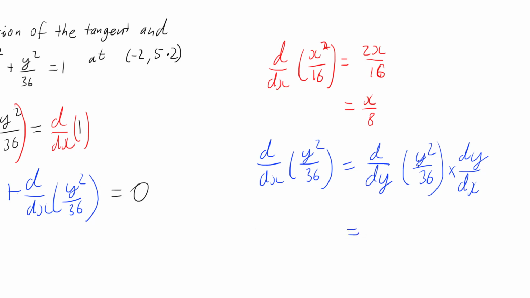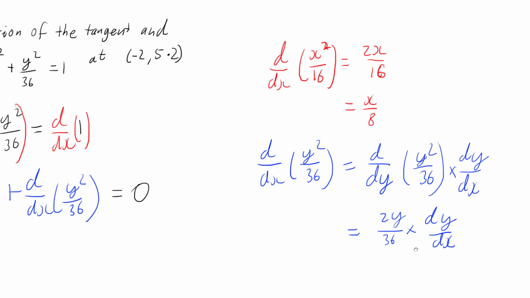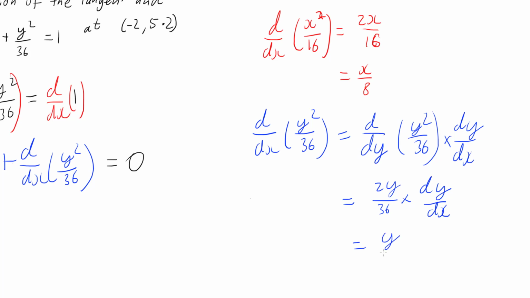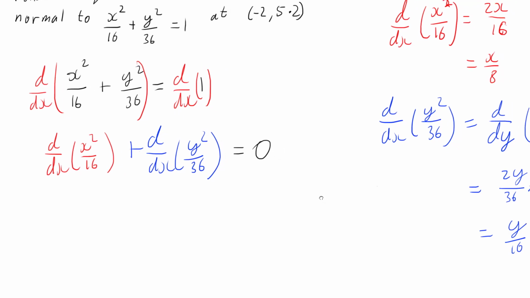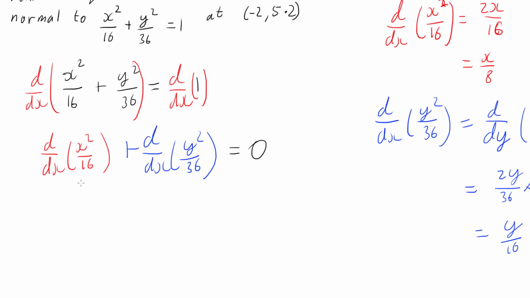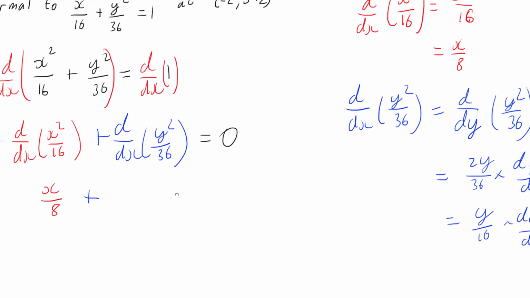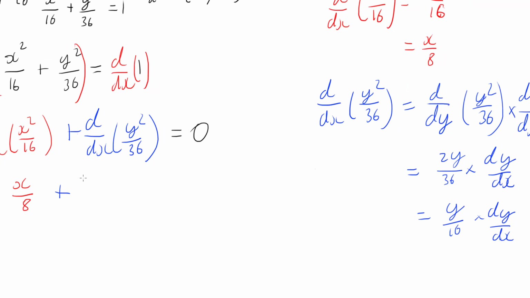So d/dy of y squared on 36 is going to be 2y on 36, but we're multiplied by dy/dx. And 2 on 36 gives us a 16th, I mean 1 on 18, so we've got y on 18 times dy/dx. Now if we substitute those into our equation, I've got d/dx of x squared on 16, which we said was x on 8, plus d/dx of y squared on 36, which using the chain rule we worked out to be y on 16 times dy/dx, and that equals 0.